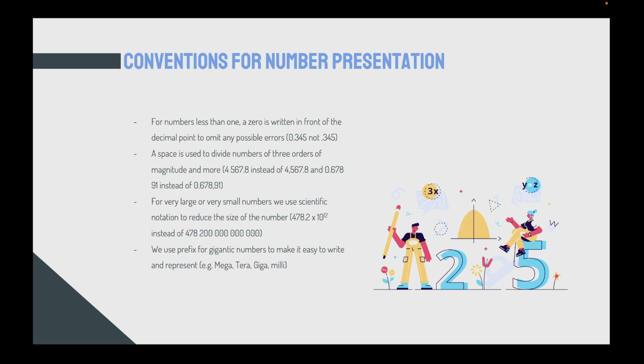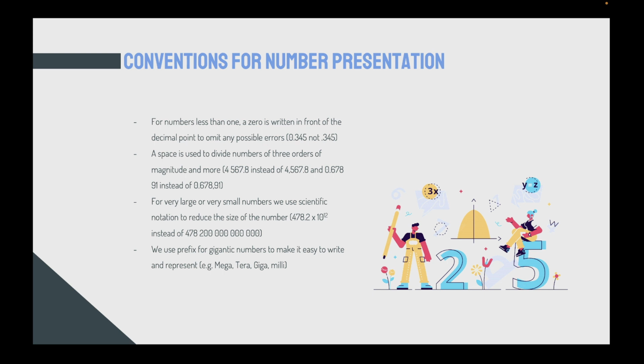And for very large numbers or very small numbers, we use scientific notation so that we can reduce the size of that number. Probably you saw that in many courses. So you would say 478.2 multiplied by 10 to the power of 12. Instead of having 478, then 209 zeros in front of it, you just represent it by multiplication by 10 to the power of 12. That means there are 12 zeros after that number.